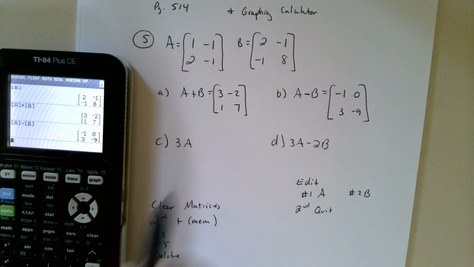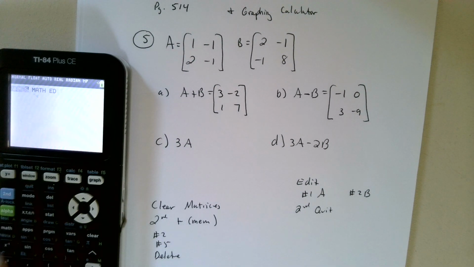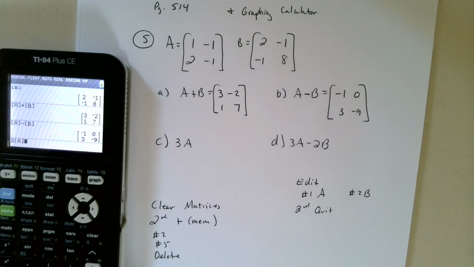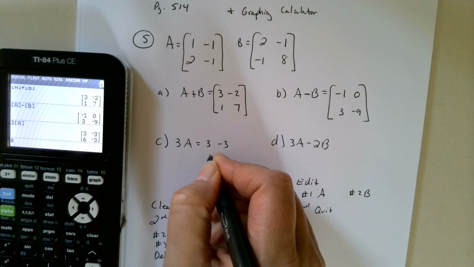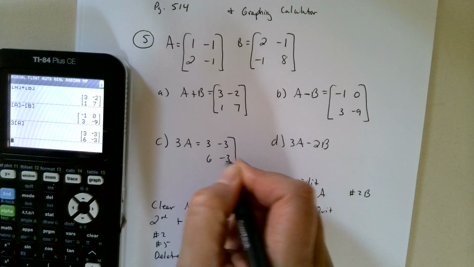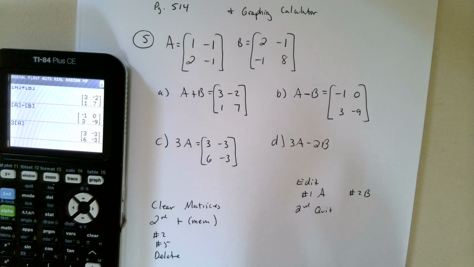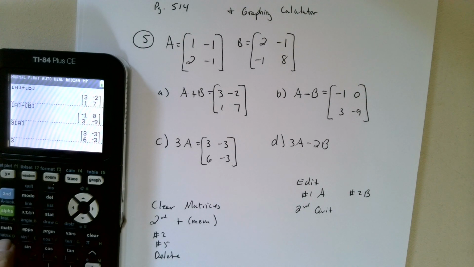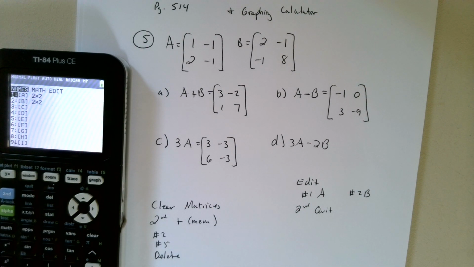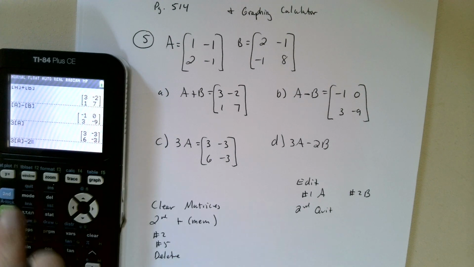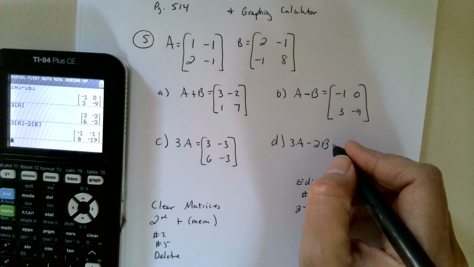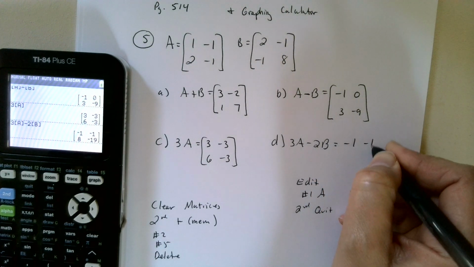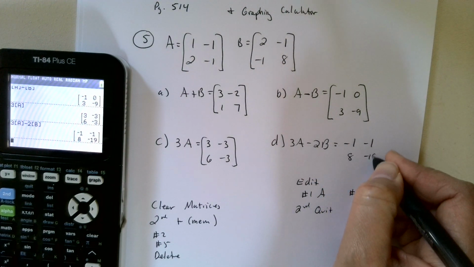Now I need to do 3 times A, so I'm just going to write 3 and bring up my matrix, number 1, and I'm going to hit enter. And I've got 3, -3, 6, -3. And again, you could do that a lot faster by yourself. But again, we're just learning the process. So this is going to be 3A minus 2B. And then I can write down the answer. -1, -1, 8, -19.